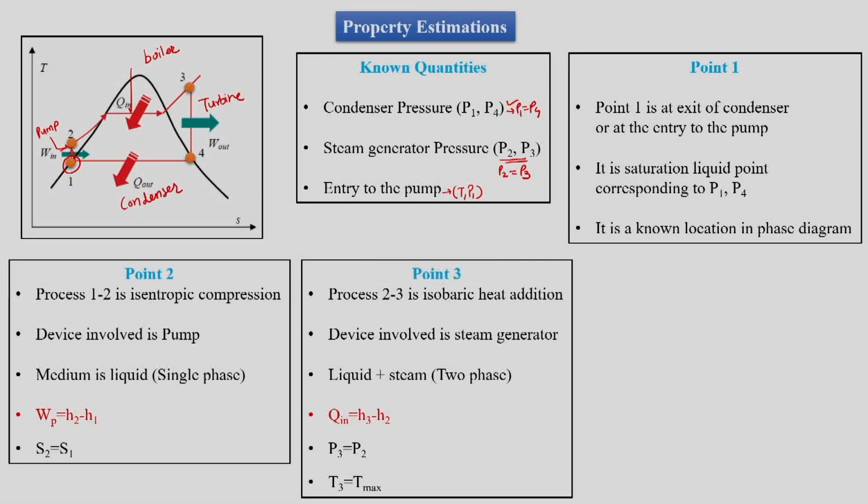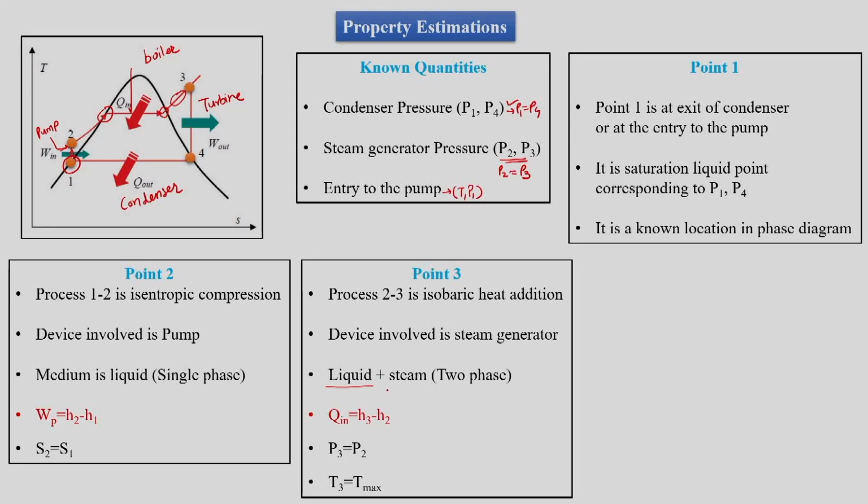Then we have state 3. Point 3 would be obtained from the 2 to 3 process, which is an isobaric heat addition. The device involved is the steam generator. The material handled is basically a two-phase material, where initially some part would be liquid from 2 to the saturated liquid point. Then we would have partially wet steam till this point, and then we get dry saturated steam at this point, and from there onwards we have only vapor state in this sensible part.